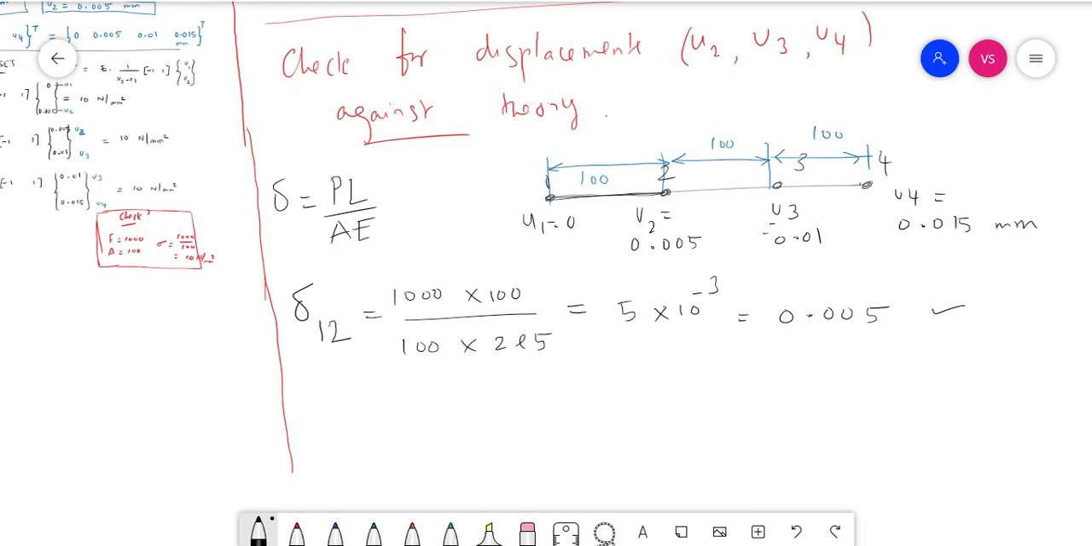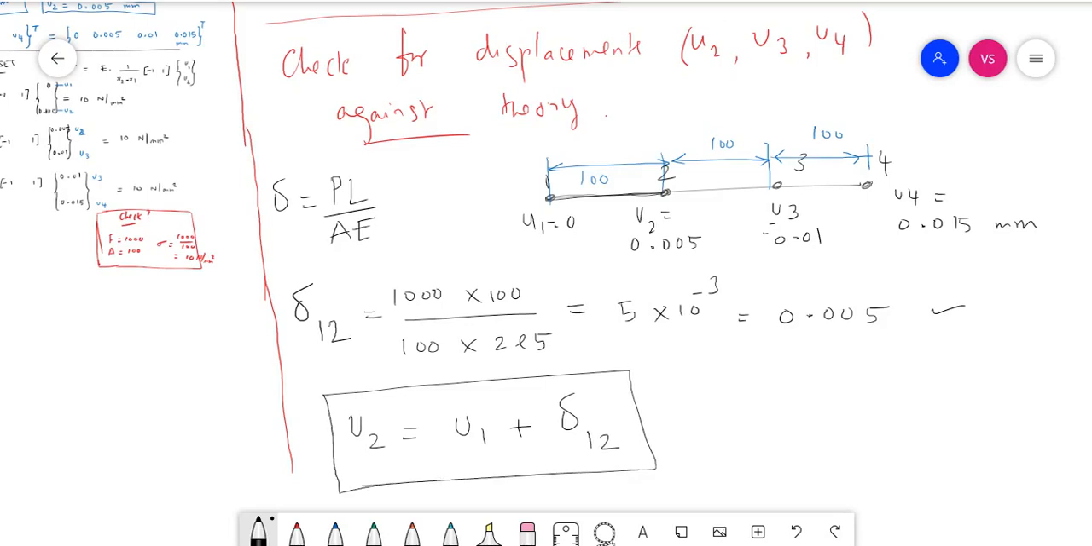But the thing I wanted to say here is u2 is nothing but u1 plus delta 1 2. Because the displacement of this node is simply the displacement of this node plus the displacement happening between these two limits. Okay. But here in this problem we know u1 is 0, so u2 will be 0 plus 0.005, that is 0.005. We can also verify this.